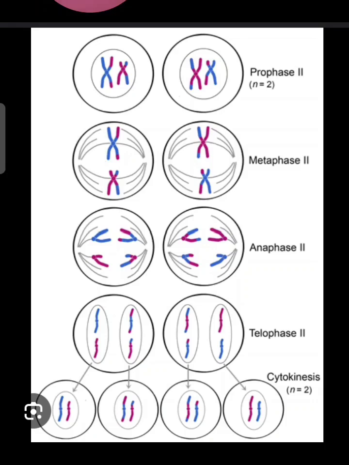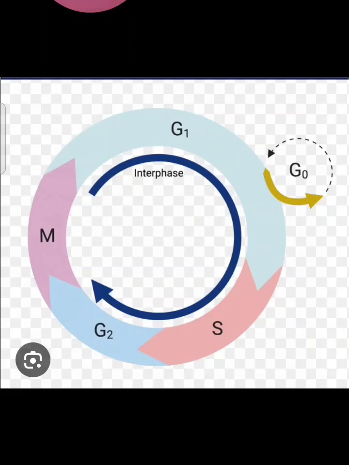And the cell cycle is under a lot of controls. When those controls and the tumor suppressor genes are not working properly, there's a possibility of going towards cancer formation. We will try to cover it in another video.